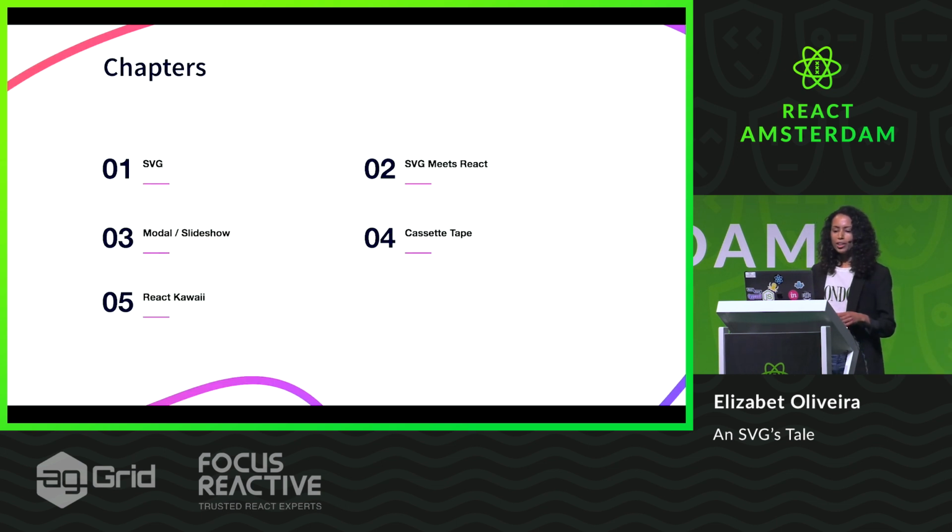This story is split into different chapters. In the first one, I'm going to introduce the SVG, and the second chapter is when the SVG meets React. Then I'm going to show you 3 simple projects that you can actually do with React and SVG. The first one is a basic modal slideshow, then the cassette tape, and finally the React Kawaii.